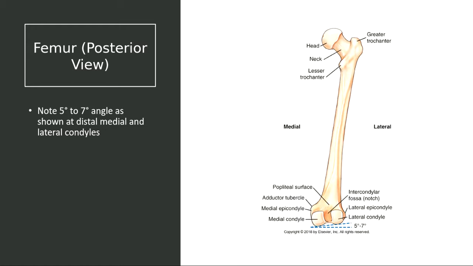So you've got the medial and lateral condyle. Then you have the medial and lateral epicondyle, and epi meaning they sit above. So epicondyle is above the condyle. You have the adductor tubercle, which is on the medial aspect of the femur, because this is a posterior view. You've got the popliteal surface, the intercondylar fossa or notch, and then the body or the shaft of the femur.